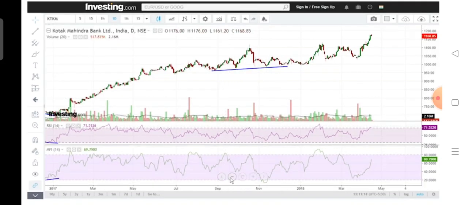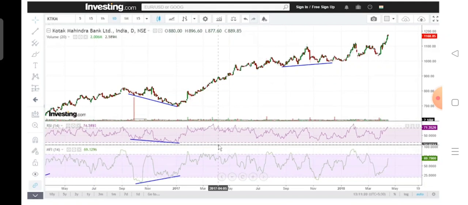Now let me squeeze it a little bit. Another point here is that let us go to the divergence. Divergence is like in the case of RSI: what we have said is, if the price and the indicator are moving a little unsynchronously, then we can say that there is a divergence.